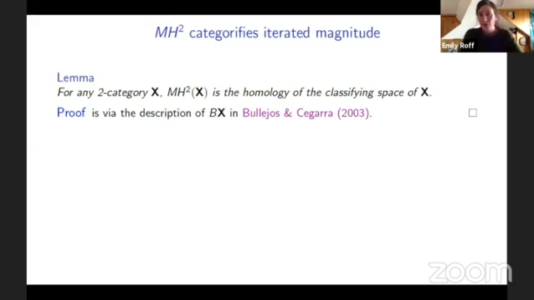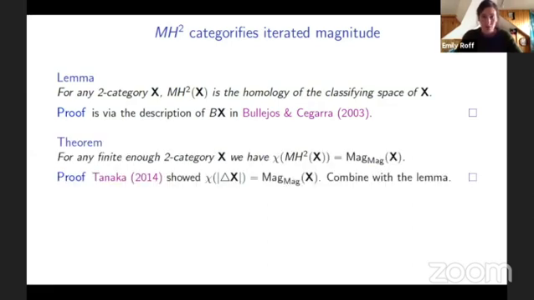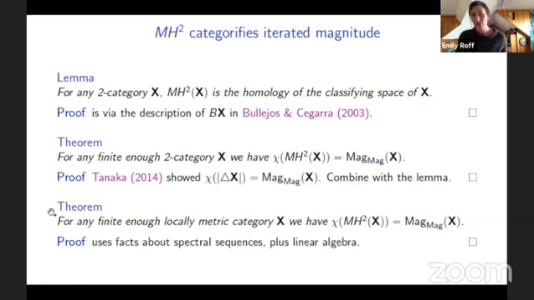And I mentioned that Tanaka has studied the magnitude of bicategories, and the main theorem in Tanaka's paper says that the magnitude of a bicategory is equal to the Euler characteristic of its classifying space in the Duskin sense. And so combining Tanaka's theorem with this lemma, we can immediately conclude that the magnitude homology of 2-categories does categorify its iterated magnitude. And proving the same thing for locally metric categories is more involved because we don't have a theorem like Tanaka's to rely on, but it does work. And the proof uses general facts about spectral sequences and Euler characteristic.